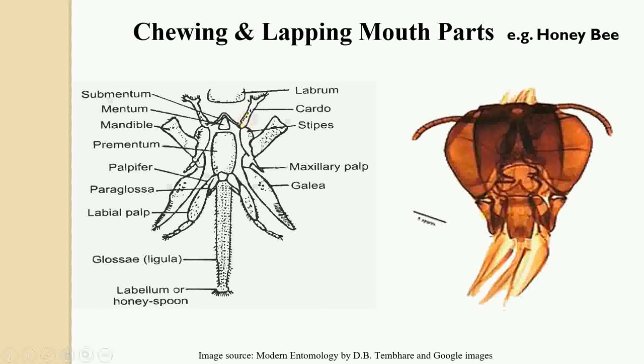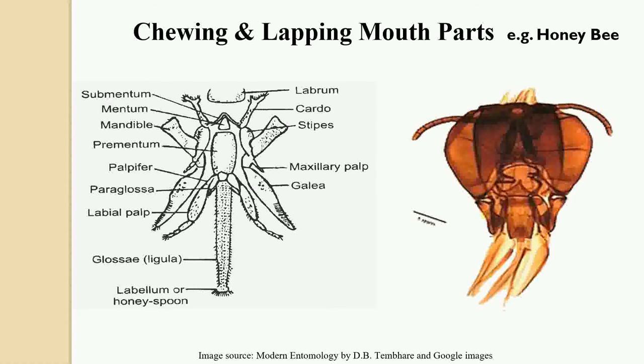The pair of labial palpi are long and conspicuous structures. Here you can see these are the labial palps, which are highly developed. A pair of maxillary palpi are reduced, very small as compared to the labial palps. Usually the maxillary palpi are longer than the labial palps, but here the labial palps are enormously developed, while the maxillary palpi become very small.